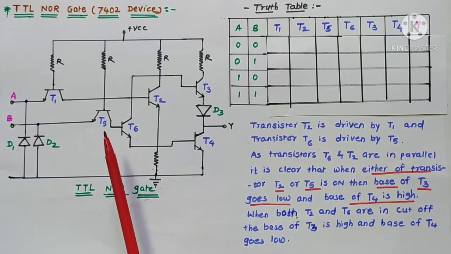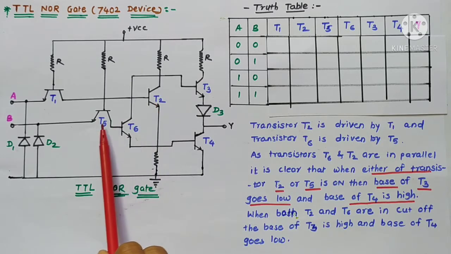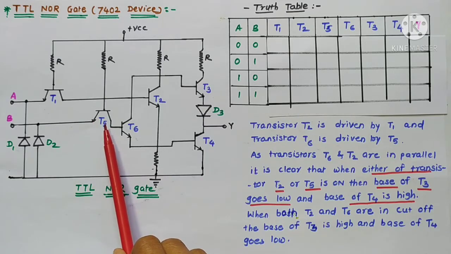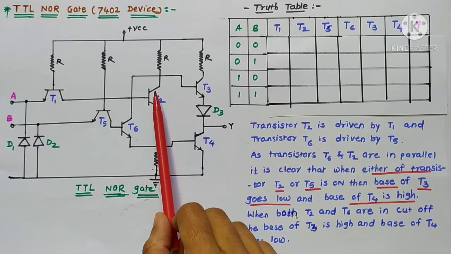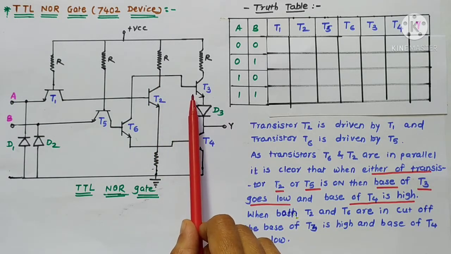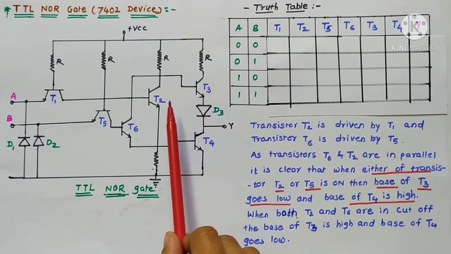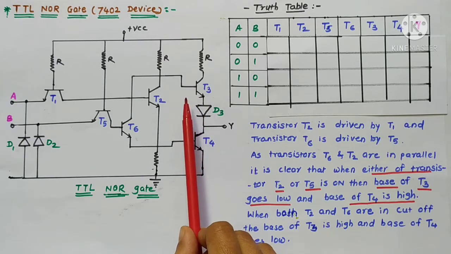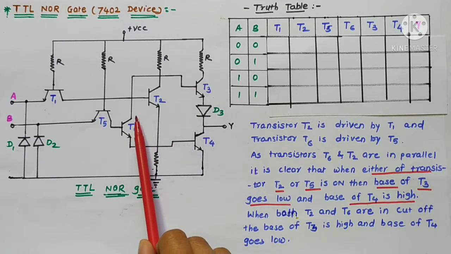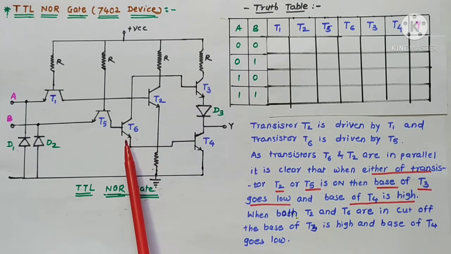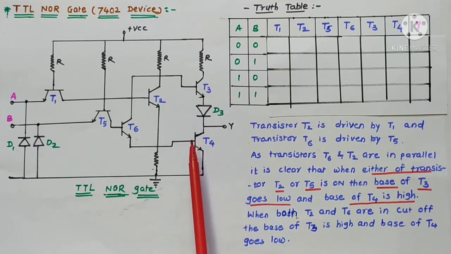Because when transistor T2 or T6 switches on, and we know that as an NPN transistor switches on, its collector goes low. It will make the base of the transistor low. As the base of the transistor is low, it will make transistor T4 off. And as the collector goes low, here the emitter is high, therefore transistor T4 is high.